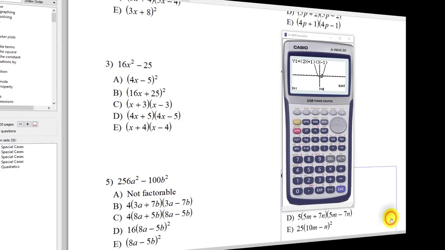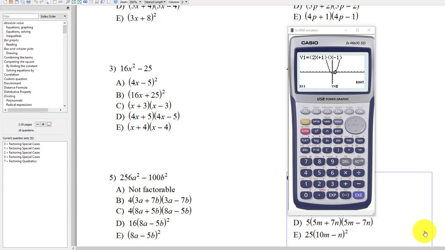Okay, so let's say you forgot how to factor 16x squared minus 25, and you have multiple choice. This will work only if you have multiple choice. So what you need to do is go to your graph and type in the question. Let's say 16x squared minus 25. Okay, and then for the other graph, EXE, type in one of the options that you're thinking is the correct answer. So I'll type in my 4x minus 5 squared.